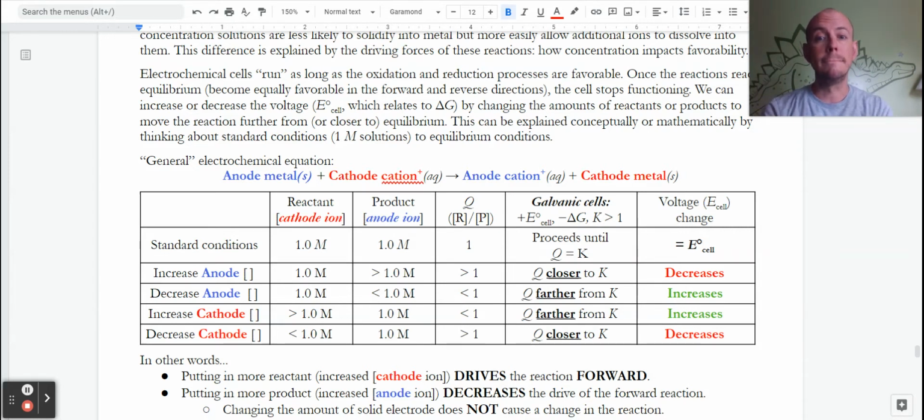But if I put more of this, more product in, it would slow down or make that forward reaction less favorable. If I take away a reactant, it can't react as much. Both of those increase my Q value. It makes my Q even closer to my K, and therefore it would make the reaction less favorable.